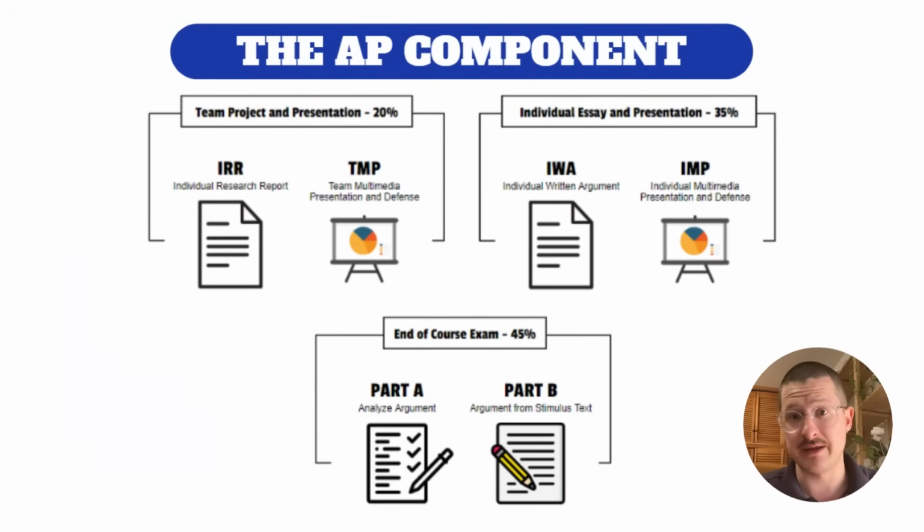Let's step back and just look at how do we get AP credit in this course? How are things weighted? So if we take a look at the different AP components, there's really 3 sequences. The first sequence being the IRR, the research report, and the TMP, oh, we love the group project. That together comes for 20% of your AP score, and then from there you move on to your individual written argument. And then of course the IMP, which is basically a presentation version of that.